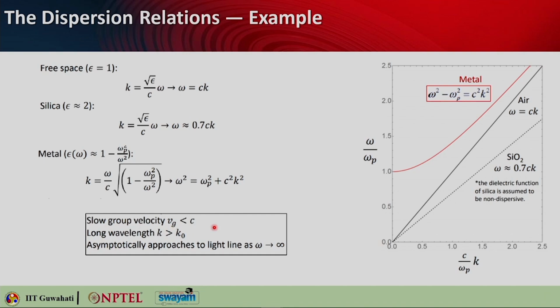How do you get group velocity? You take dou omega by dou k. If you calculate that, you will see that in this case it is c, and in this case it will be smaller than c. So metal will support a slower group velocity, and for the same frequency it will also support long wavelengths because the wave number is larger. So k is greater than k naught. K naught is the one in the vacuum, and k will be the one in the metal. So k is larger.